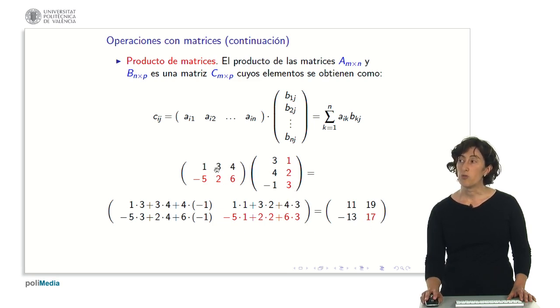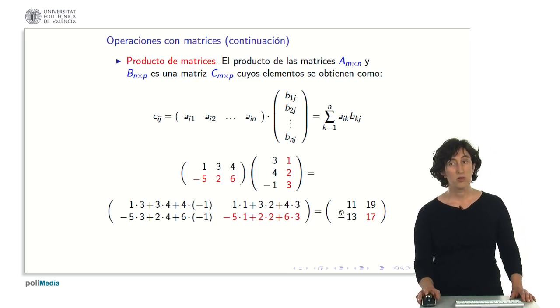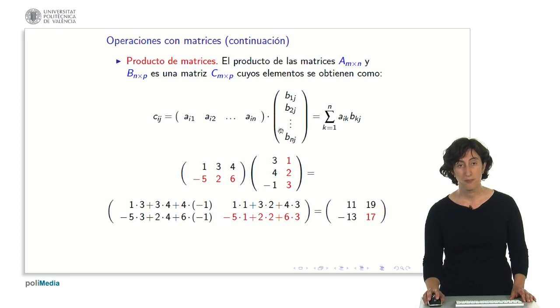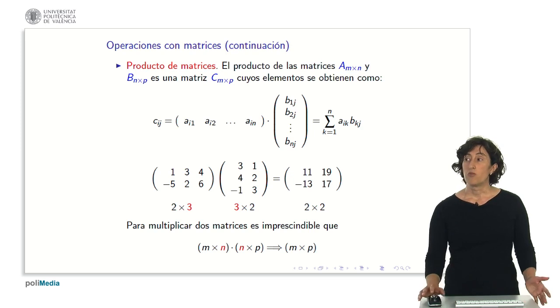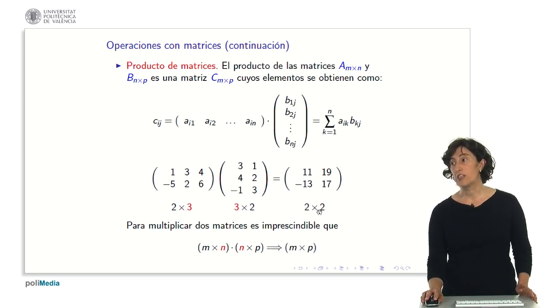As you can see, a matrix times another matrix gives me a new matrix, C sub ij, obtained in this way. Well, that is the way to make the product of matrices. As you can see, I have multiplied a 2 times 3 matrix by a 3 times 2 matrix, and the result has been a 2 times 2 matrix.